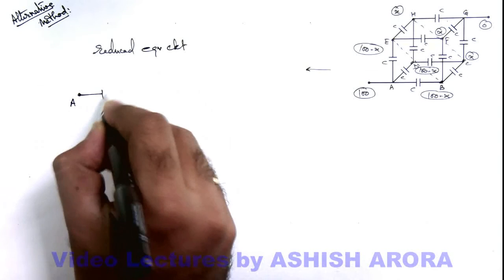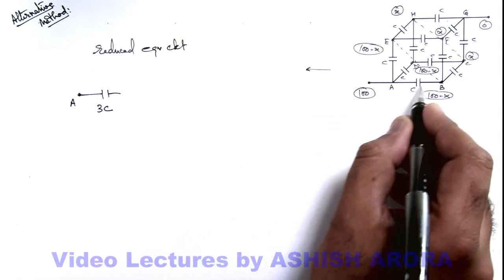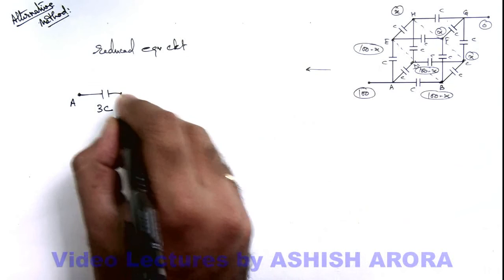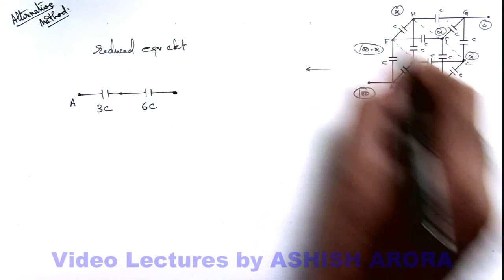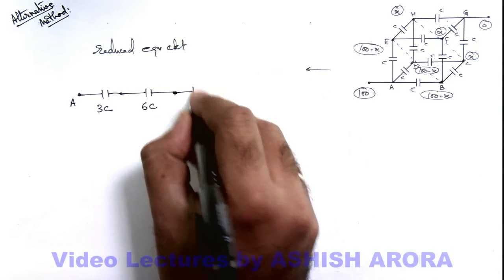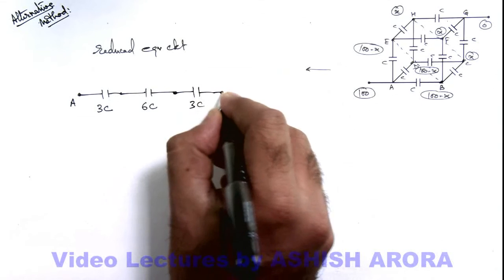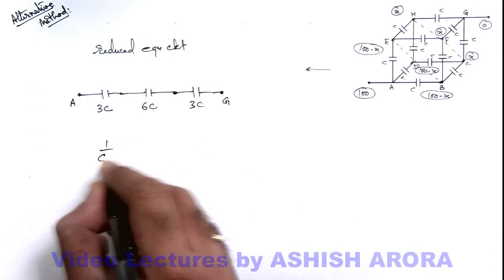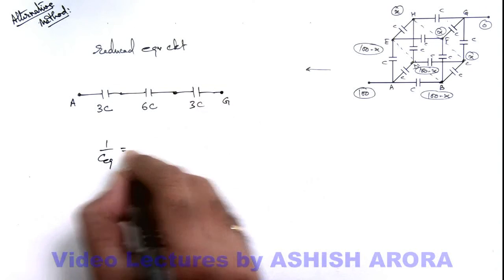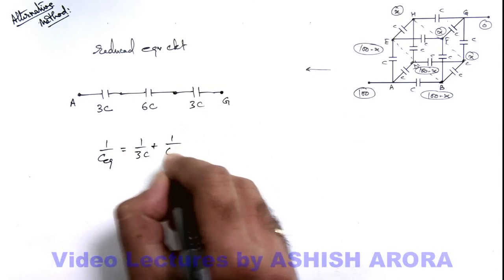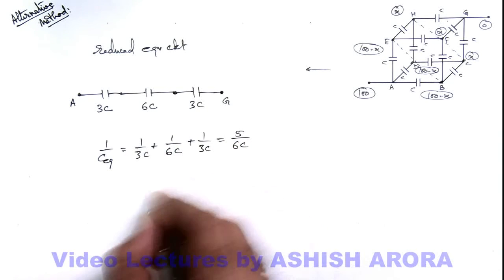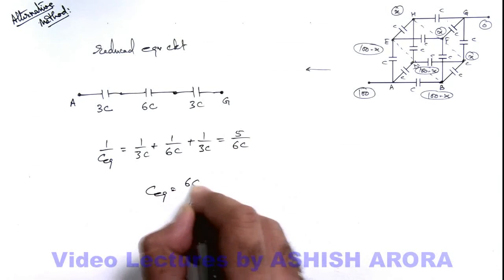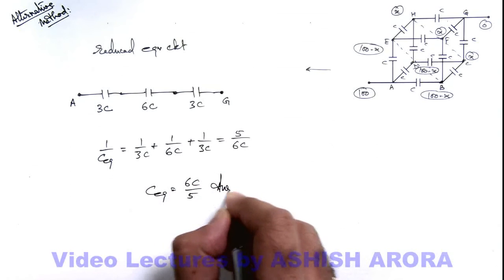From terminal A, there is a capacitor of capacitance 3C, which represents the combination of these three. Then there is a capacitor of capacitance 6C, which represents the middle 6 capacitors, and then onward again a 3C capacitor across terminal G. Now we can directly write 1 by C equivalent across A and G as 1 by 3C plus 1 by 6C plus 1 by 3C, which is 5 by 6C. So C equivalent we are directly getting as 6C by 5. So this is the answer to this problem.